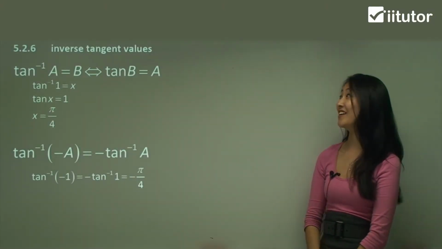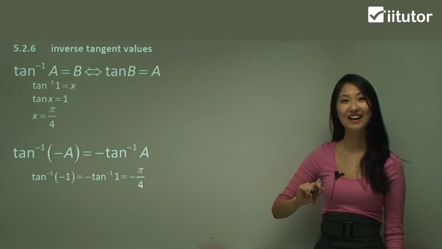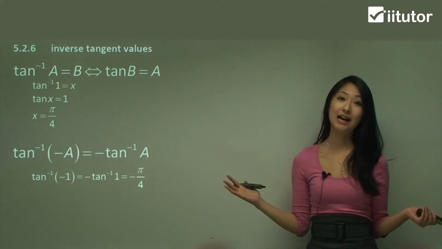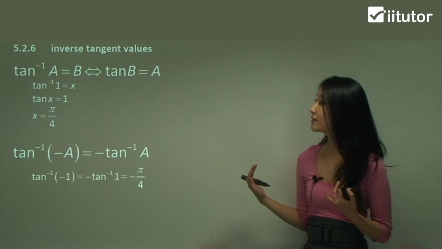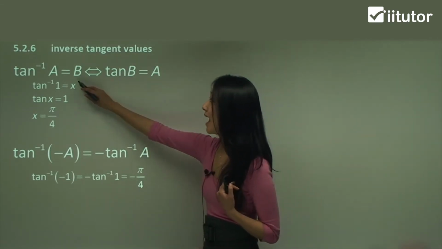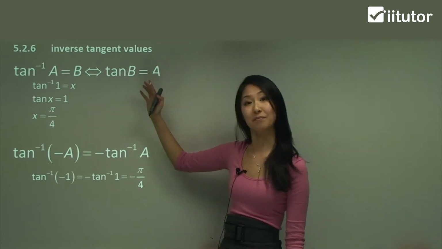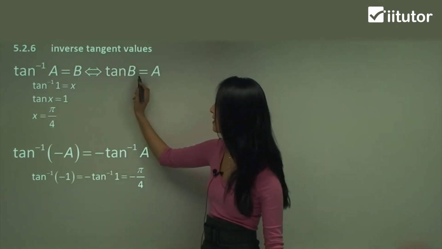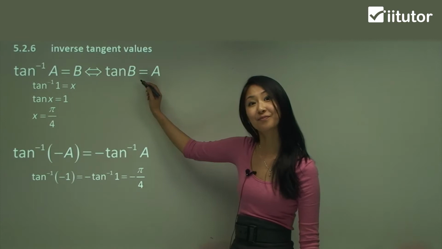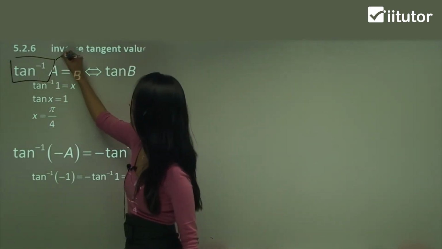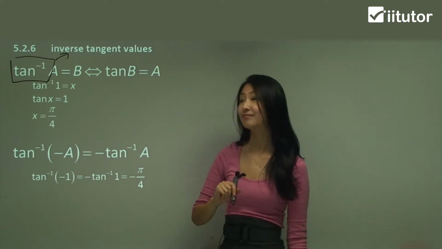Let's finally cover the inverse of tangent values now. Now the inverse of tangent values is very similar to sine, so I like to think of them together. So similarly, inverse tan A equals B. To get rid of that inverse, we just flip the A and B. Yeah, so the A becomes B and the B becomes A. And this is our notation for inverse of tangent.